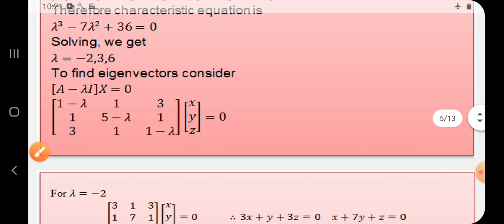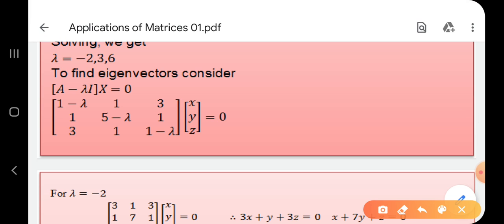Let us check it. Find the matrix A minus lambda I. So A minus lambda I into x equal to 0. I get 1 minus lambda, 1, 3; 1, 5 minus lambda, 1; 3, 1, 1 minus lambda, times x y z, equal to 0 0 0. Correct? Or you may write it as a singleton 0, no problem.